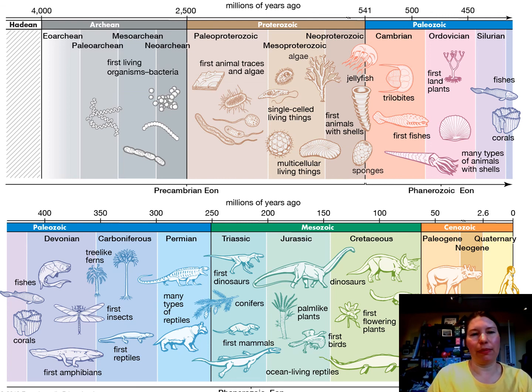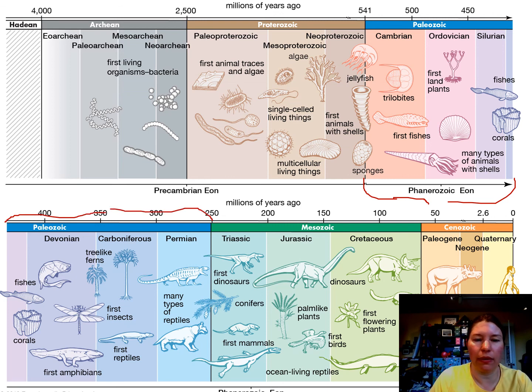So going back to our geologic timescale here, what we covered then was the early part of the Paleozoic, so the Cambrian to Ordovician to Silurian. We did that in the last lecture. This lecture was the Devonian through the Permian. Here's our big old extinction event. Lots and lots of different kinds of reptiles all throughout the Permian.